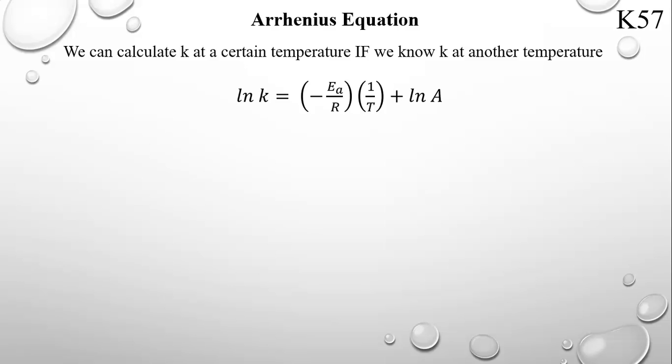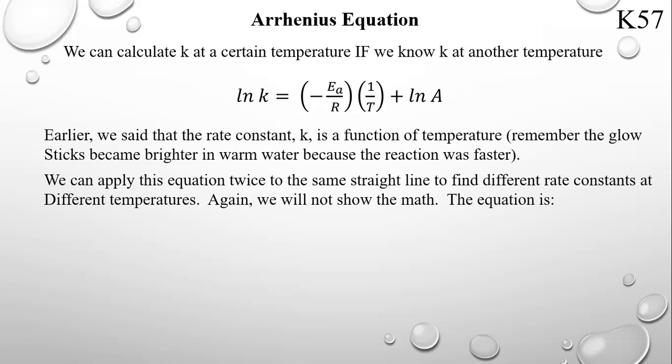We can calculate K at a certain temperature if we know K at another temperature. So again, there's more math that I'm not going to show you here, but you can take the K for a certain temperature, let's call this T1 in this equation, write the equation a second time for a different temperature T2, and then that means you have a K1, and then you write the equation a second time for K2. And when you put those together, again, earlier we said that the rate constant K is a function of temperature.